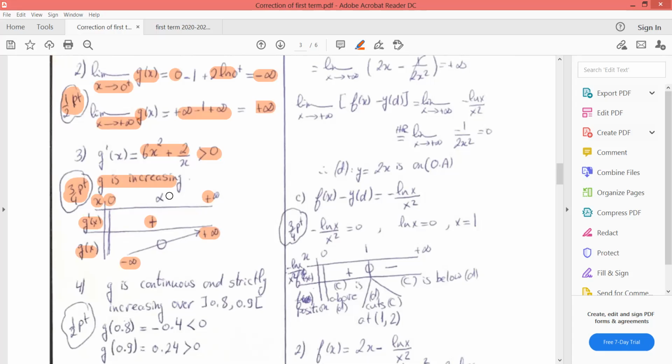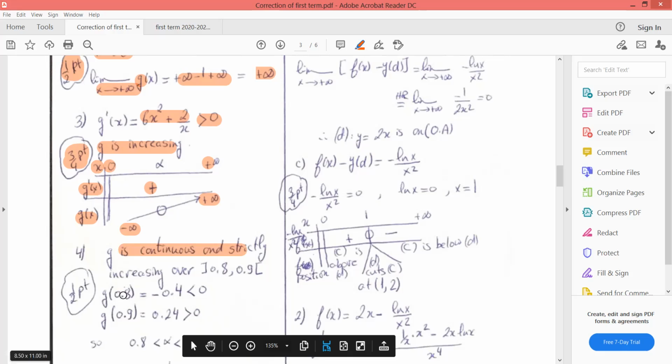Then its curve will cut the x-axis once, since it is increasing from a negative value to a positive value and continuous. So the curve cuts the x-axis once. So the equation g(x) equal to 0 admits one root. Or I can say g is continuous and strictly increasing over [0.8, 0.9].